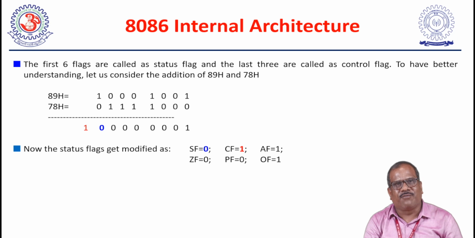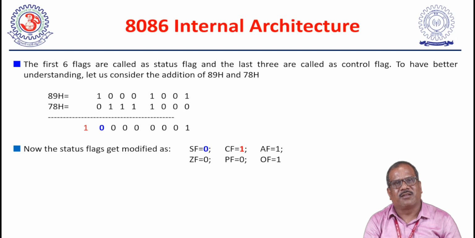Then the auxiliary carry flag: our fourth bit, that is our nibble, will generate the carry, and that carry is passed on to the next, fifth bit. When a carry is generated from the fourth bit, the auxiliary carry flag is immediately set, so AF is also 1. Then the zero flag: the result is not a zero, so the zero flag is reset. Then the parity flag: when the result has an even number of ones, the parity flag is set. Here there is an odd number of ones, so the parity flag is reset, that is 0.